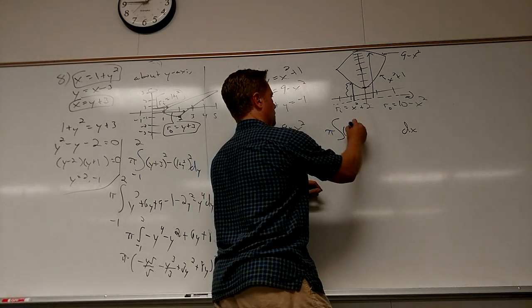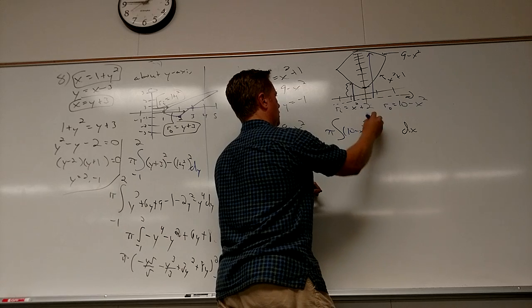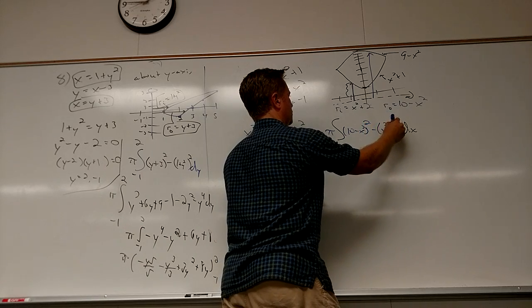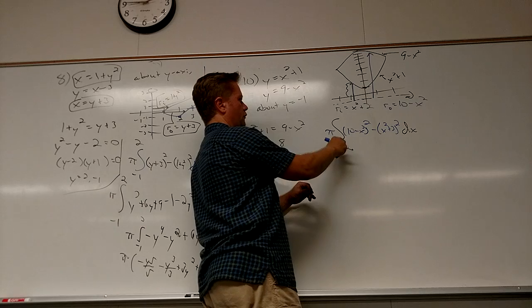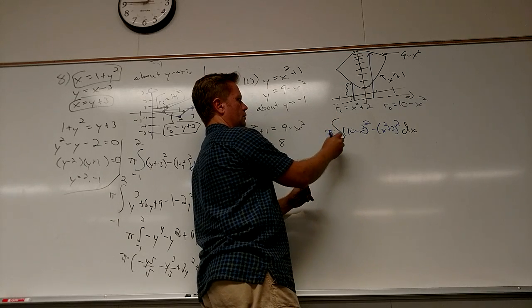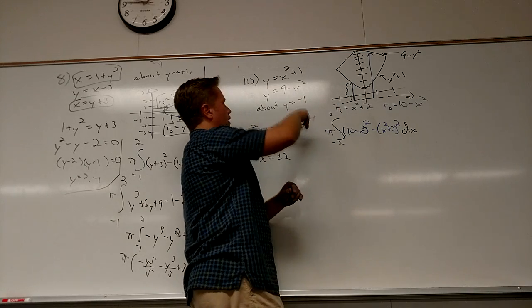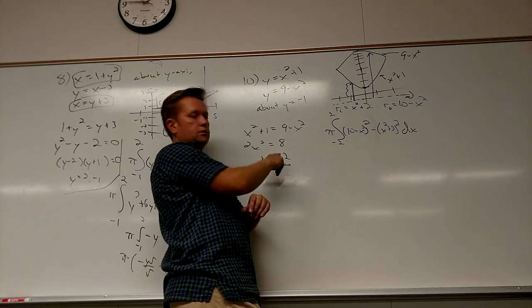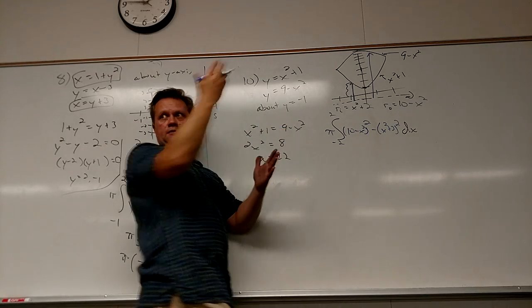So this will just be 10 minus x squared minus x squared plus 1 squared. And what would it go from and to? Yeah, negative 2 to 2, that we already found out. Which is a whole other reason why I want it to be dx, because I've already got the limits figured out.